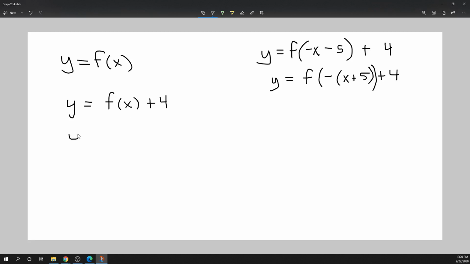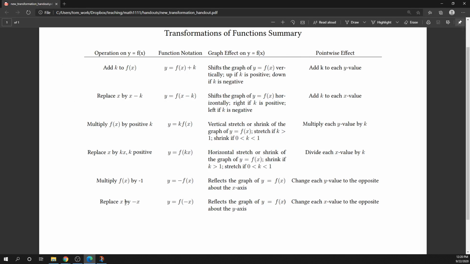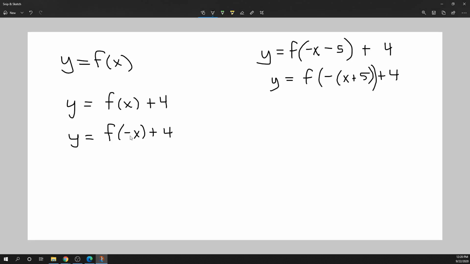All right, and then now I need to work to get this stuff on the inside. So what I like to do is just do the negative sign by itself first. So I do minus x plus 4, like so. Now that gets the minus there, and that is this transformation right here. I replaced x by minus x in there. Okay, so replace x by minus x.